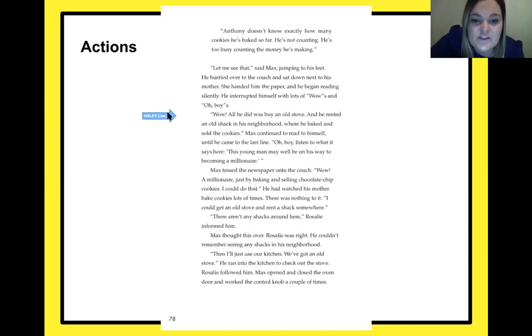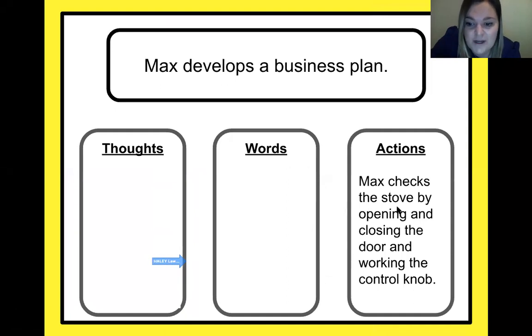So first, let's look at his actions. What does he do on this page that is an action? I'll pause it for you to see if you can find it without me. Hopefully you read all the way down to the bottom because that's where the answer is. It says, then I'll just use our kitchen. We've got an old stove. He ran into the kitchen to check out the stove. Rosalie followed him. Max opened and closed the oven door and worked the control knob a couple of times. So he went to check the stove by opening and closing the door and working the control knob. That's an action. It's something he did.